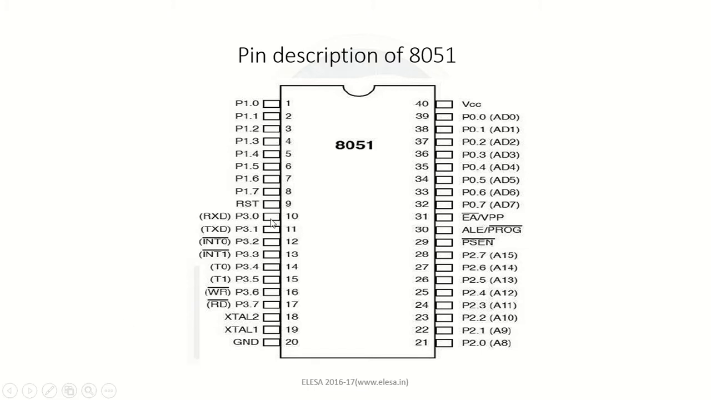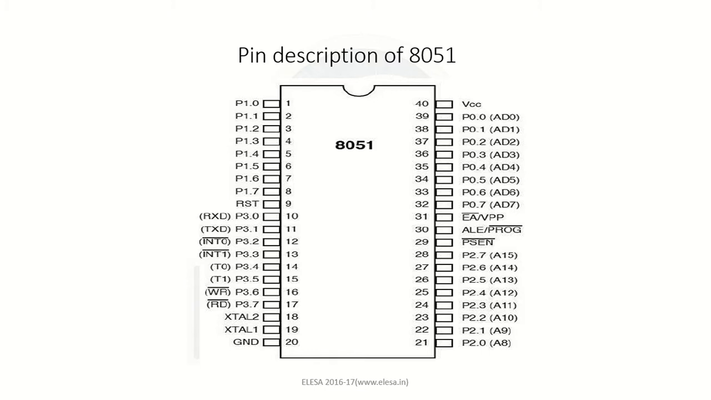the 10th pin, pin number 10 to pin number 17 consists of the port 3 pins. Now pin number 10, P3.0, also is the RXD pin, and pin number 11 is the TXD pin. Both these pins are used for communication with external devices. Pin number 12 is the input of the interrupt 0, INT 0, and pin number 13 is the input of the interrupt 1.